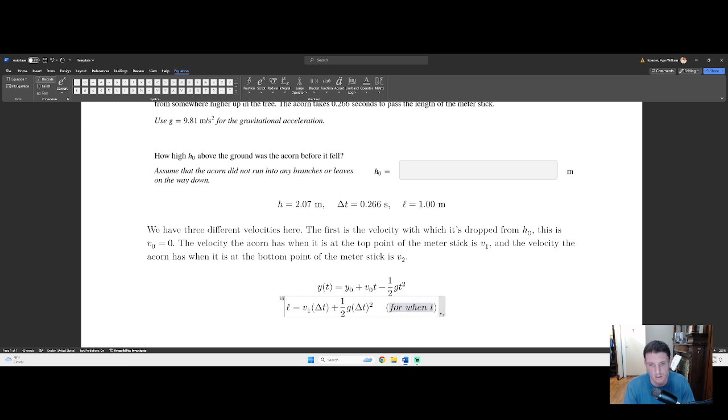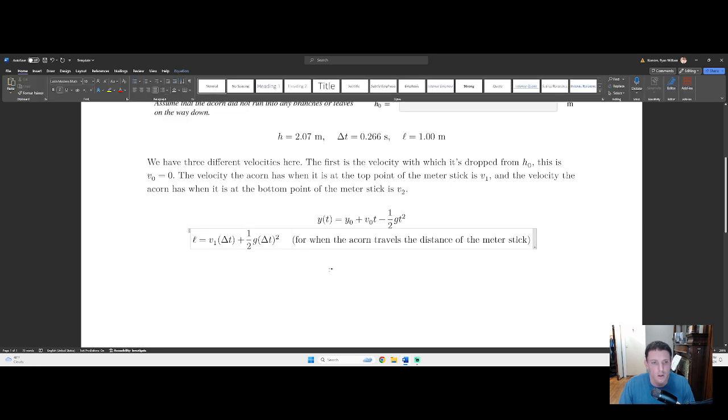For when the acorn travels the distance of the meter stick, just so this is hopefully clear to everybody. And so we could solve this for the initial velocity, right? We could get v1 out of this because we know L, we know g, and we know delta t, right? So I'm going to say that v1 is in principle known.